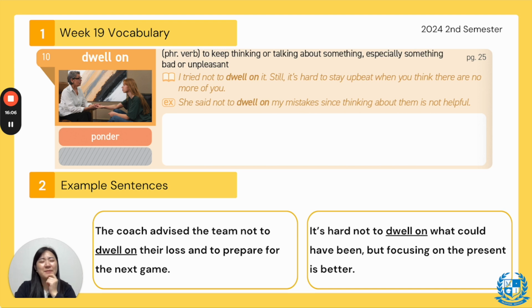So we just keep thinking about it. We can't get our minds off of it. We're like dwelling on it. In our book it says, "I tried not to dwell on it. Still, it's hard to stay upbeat when you think there are no more of you."